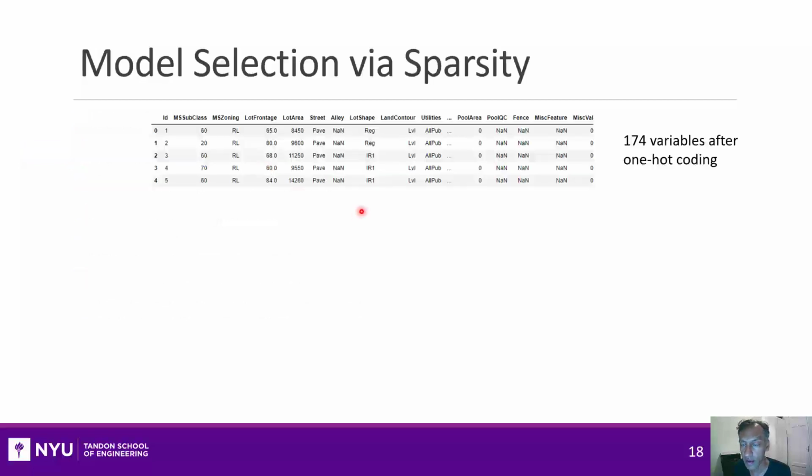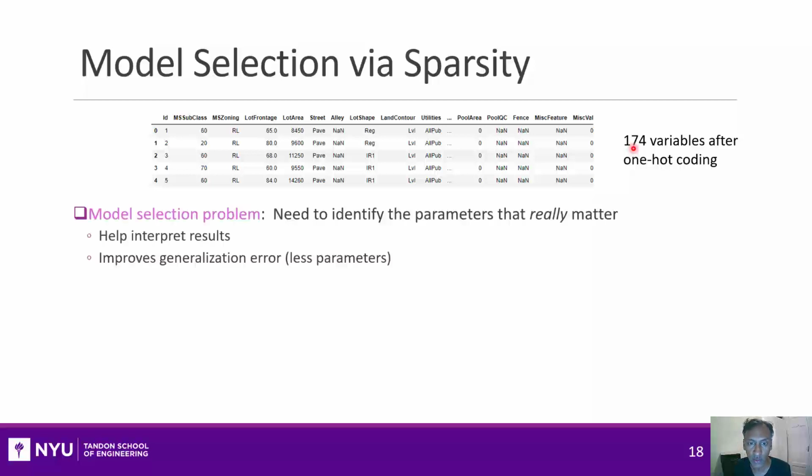So, just to recap where we were in our example, we were looking at predicting housing prices, and after we did a little bit of cleanup of the data, we had a data set that basically had 174 variables associated with each record. So there were a large number of these variables, and the basic question we wanted to ask was we needed to really identify which of these variables or parameters really mattered. There were two reasons we wanted to do that.